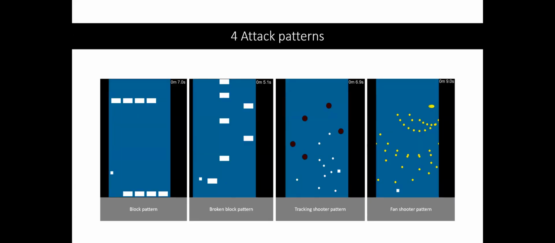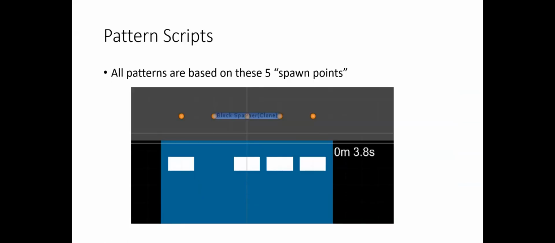So these are quick screenshots of the 4 attack patterns I have in the game. The first one is just lines of blocks with 1 safe spot. The second one is just several blocks scattered. In the third picture, there are circles that shoot white bullets targeted towards the player. And in the last one, these yellow ovals shoot bullets in a fan shape. So I can go over the scripts for those right now.